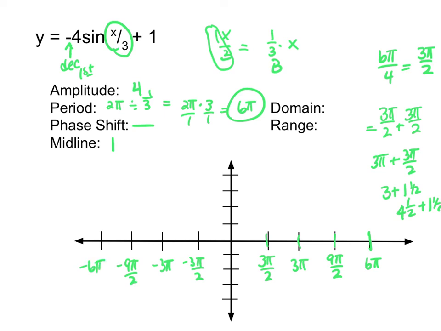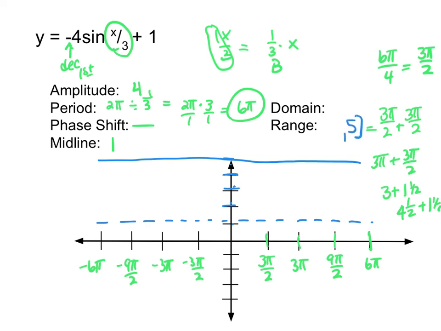Okay, so now that we got that all done, let's start graphing this. So my midline is at 1. There's my midline. My amplitude is 4. 1, 2, 3, 4. Here's my maximum, which is at 5. And when I go down 4, my minimum right here is at -3. So that's my range. And I know my domain goes forever.